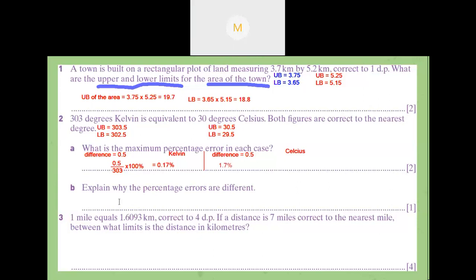Are the differences already the same? The differences are the same, but the degrees are different.